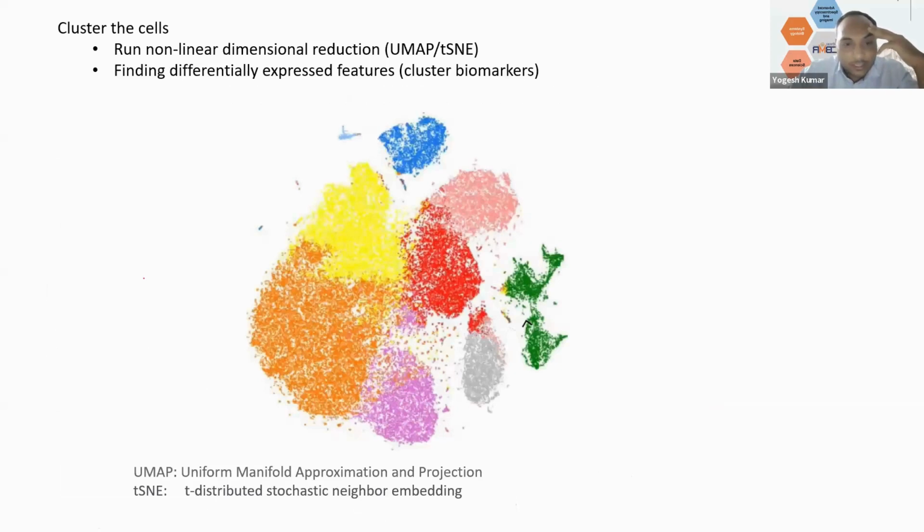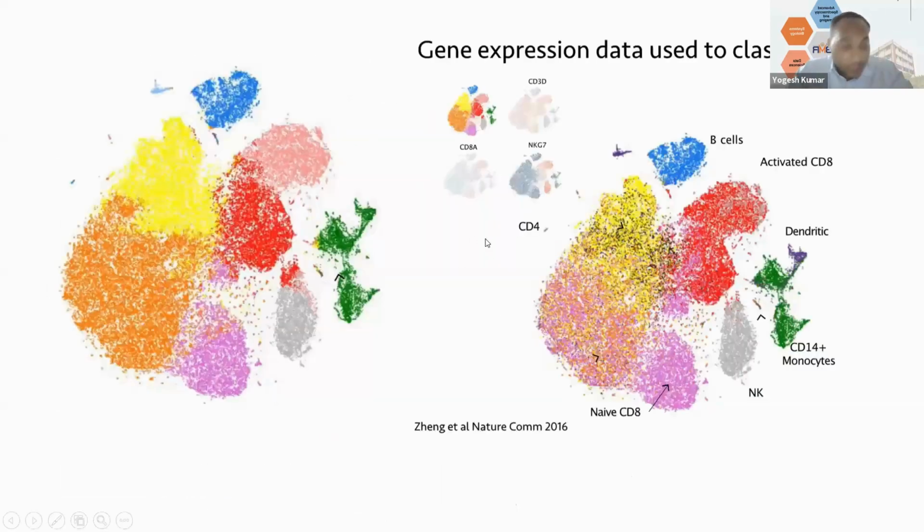Then at the end, you will plot this beautiful graph where you will see that each cell type is clustered together. After doing this, you will do the annotation of these cell types. For example, we did the annotation that this blue cluster represents the B cells, this represents the activated CD8 T cells, this shows dendritic cells, this shows CD14 monocytes, this is natural killer cells, this is naive CD8 T cells, and this is CD4 T cells. So like this, you will do the annotation of the cell types.